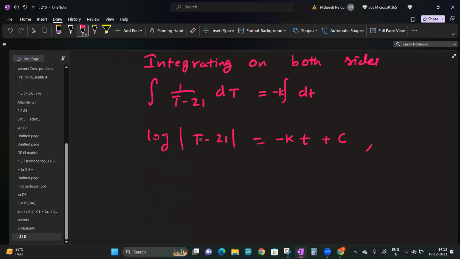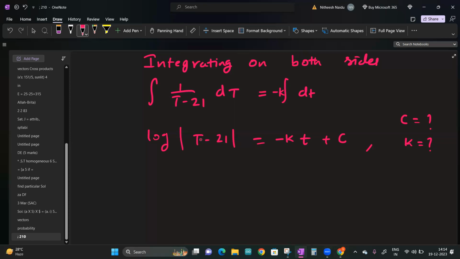Here, what are the unknown things? We need to calculate C and k. These two values we need to calculate further using the given hints. Okay. Fine. Understood?